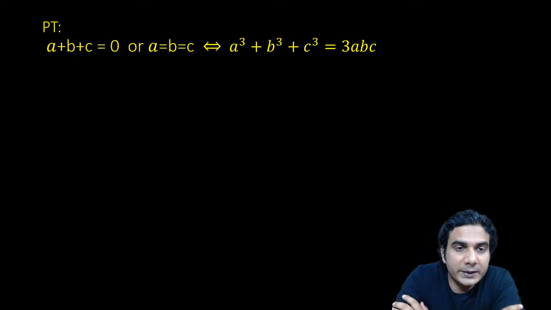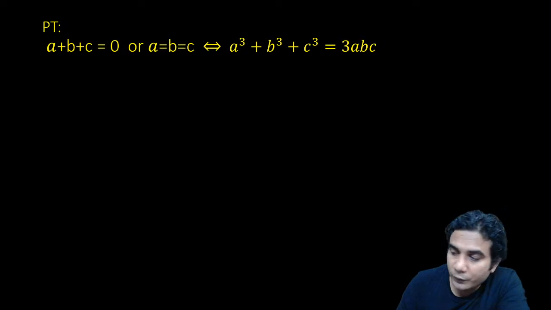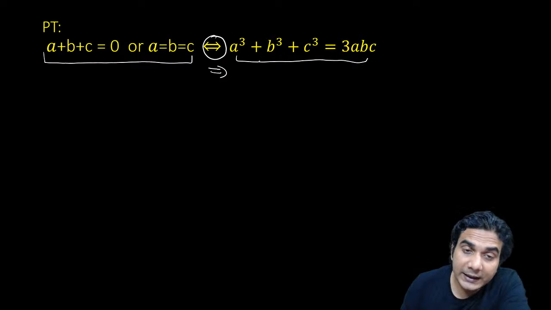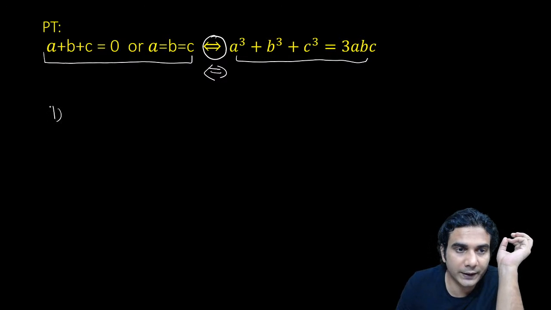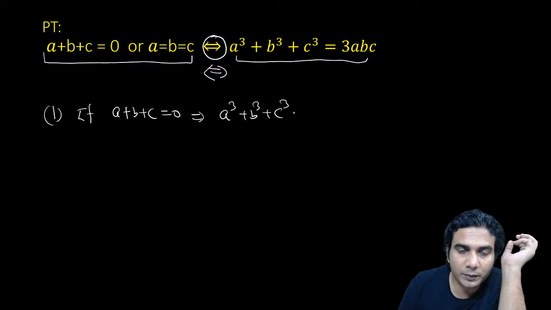That means the converse of that statement is also true. What is the converse statement? See, I have put this symbol here. That means the first statement implies the second, and if the second is given, then this implies the first also. I'll write all three things. If you have a plus b plus c is equal to 0, you can immediately write that a cube plus b cube plus c cube is equal to 3abc, without any doubt.